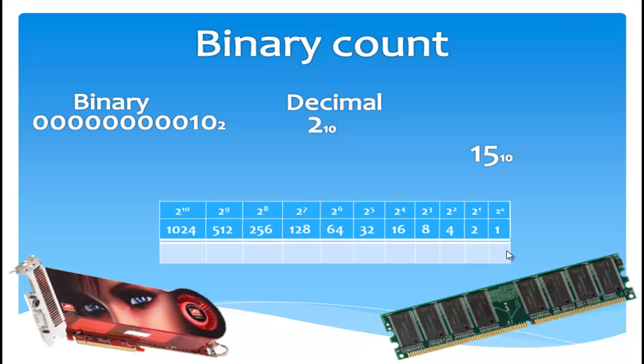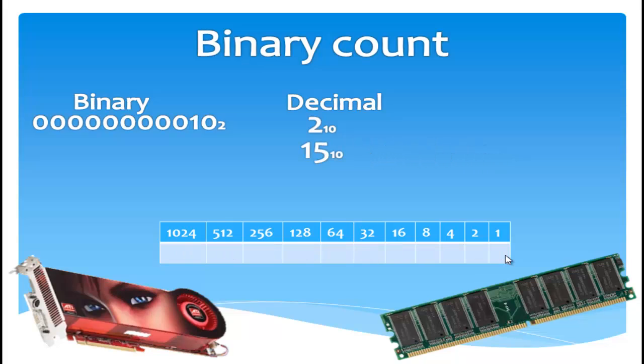Now, another example, 15. What's going to happen is we're going to have a 1 here, a 1 here, a 1 here, a 1 here, and a 1 here. So it'll be 8, 12, 14, 15. That's how we represent the 15 in binary.